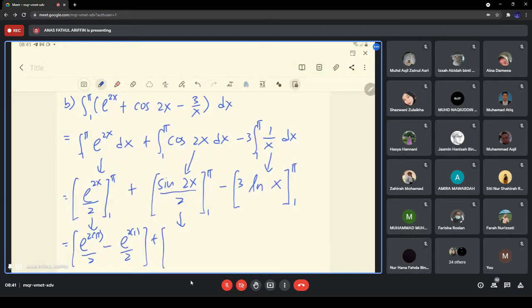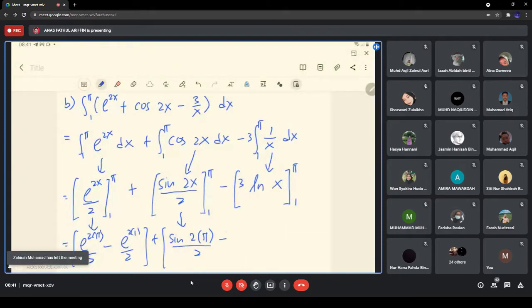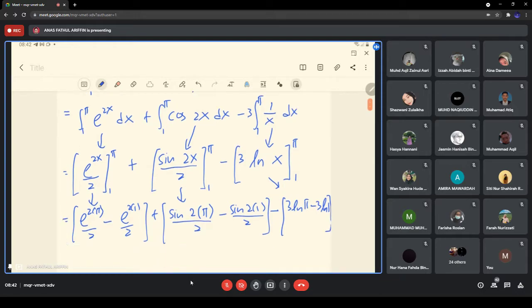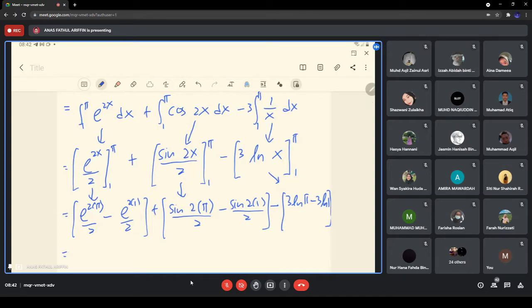Sin 2, and then x substituted by pi over 2, and then minus sin 2 times 1 over 2. And then minus for ln also. So first we have 3 ln pi and then minus 3 ln 1. When you want to press the calculator, this is where students sometimes make a silly mistake.